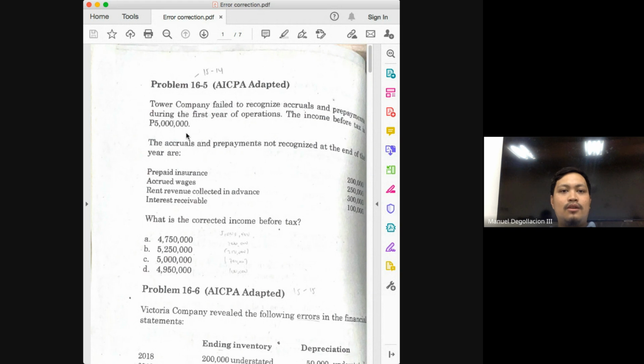Okay? So what should we do? How do we correct an understatement in our net income? Increase or add the amount of 200,000. Is it 220? 200,000. Okay? And that's the first thing you have to deal with.